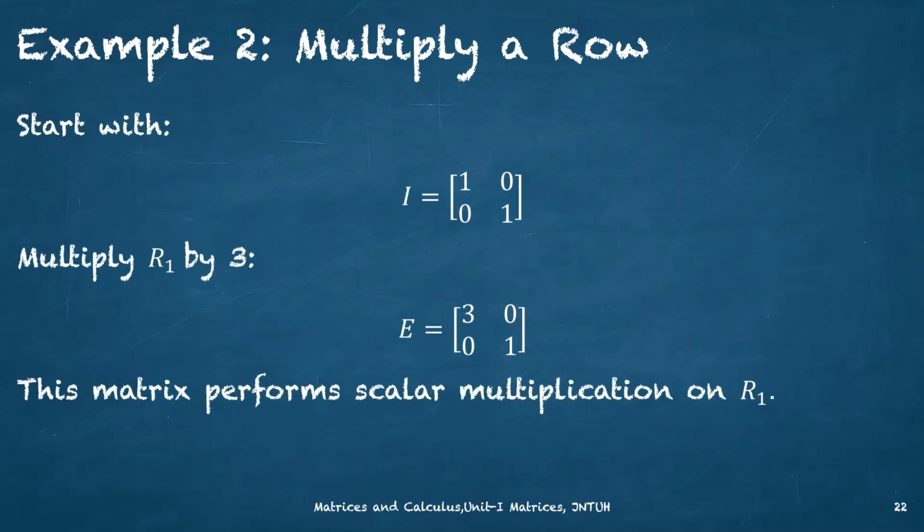Example 2. Multiply a row. Here's another example of an elementary matrix. We start again with the identity matrix I, which is first row 1, 0 and second row 0, 1. Now we multiply row 1 by 3. After doing this operation, the new matrix E becomes first row 3, 0 and second row 0, 1. This matrix E is an elementary matrix that represents the scalar multiplication of row 1 by 3.